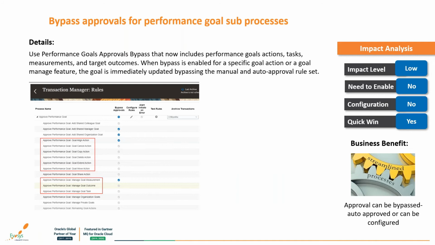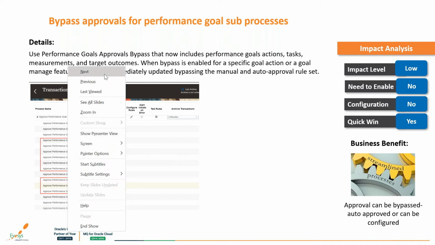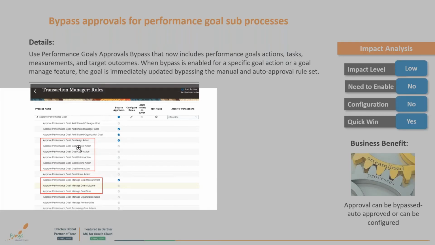Moving to the next feature, bypass approvals for performance goal subprocess. As an administrator in the transaction console, you now can selectively bypass the approvals for more performance goal transactions. There are some subprocesses which are added.